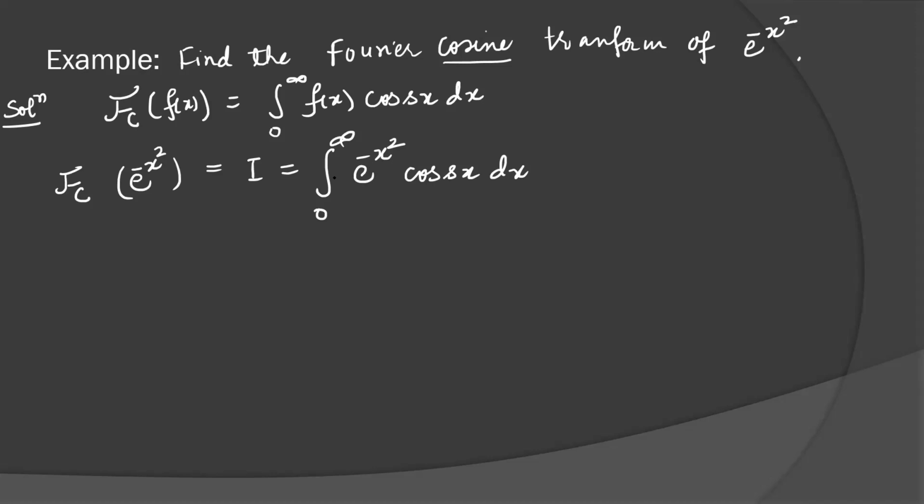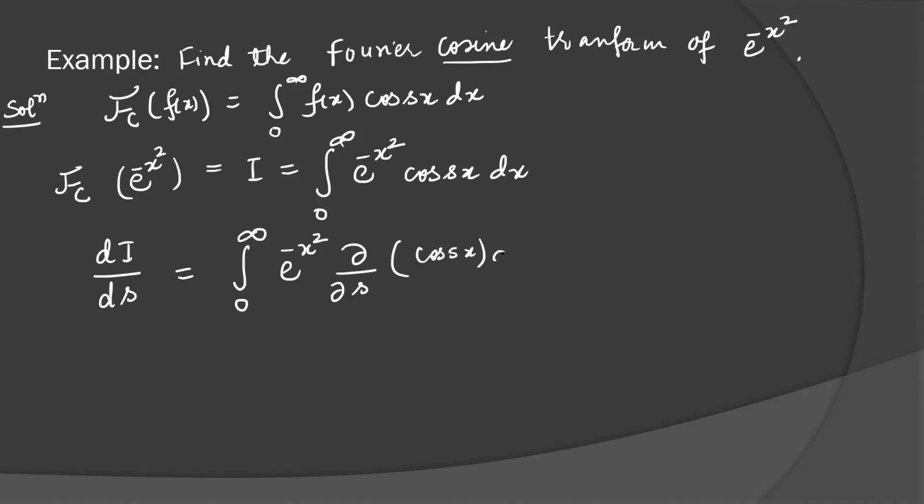So I am going to use the Leibniz rule, differentiation under the integral. I will differentiate with respect to s on both sides. The upper limit and lower limit are constant values, so those terms will be 0. You will get only one term; the Leibniz rule I have discussed already in the integration lectures. It will be the integral of e to the power minus x square times the partial derivative with respect to s of cos sx, dx. The rest of the terms will be 0.